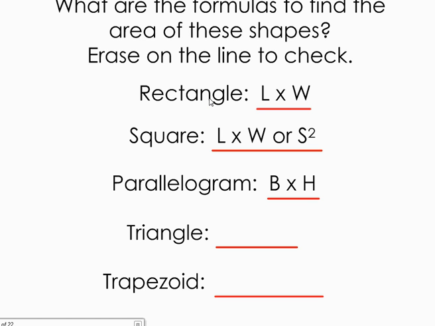Parallelogram, base times height, which is the same as length times height. Triangle, remember, is 1/2 base times height. And our trapezoid, which is the one that's a little bit trickier, is A plus B, or B1 plus B2, times the height divided by 2. So those are just some basic area formulas that you should have memorized. If you don't, you might want to make flashcards or something to make sure you know how to do these.